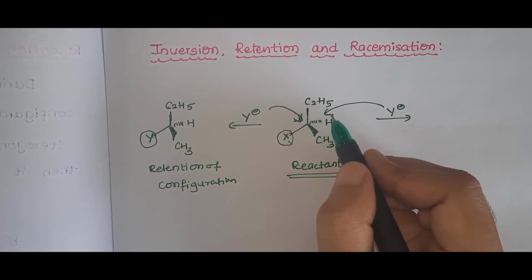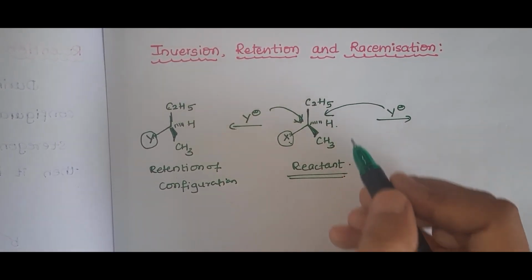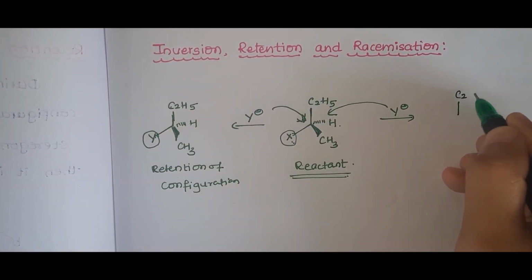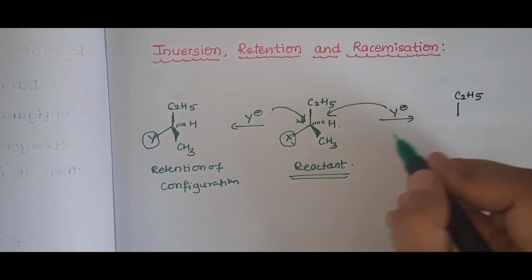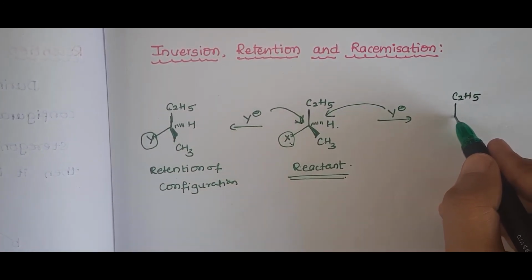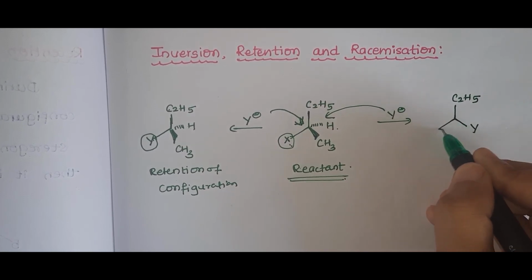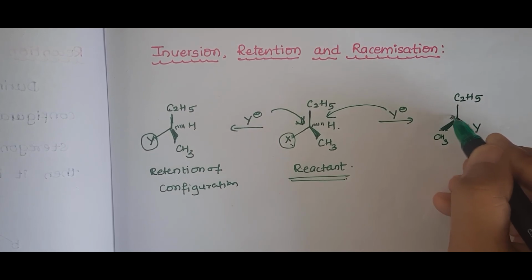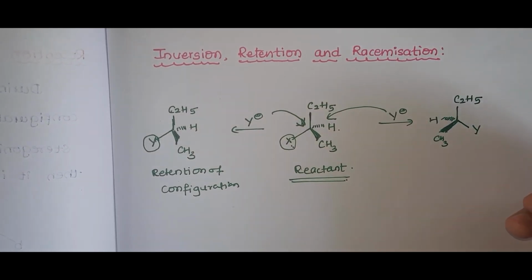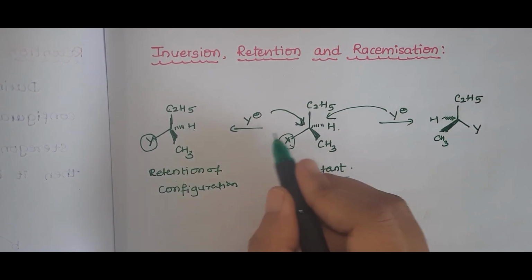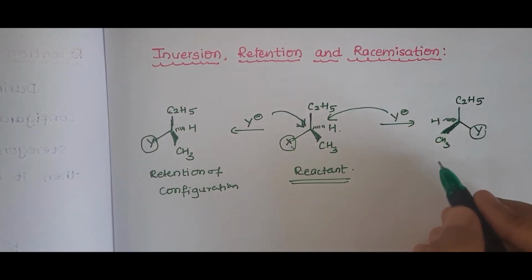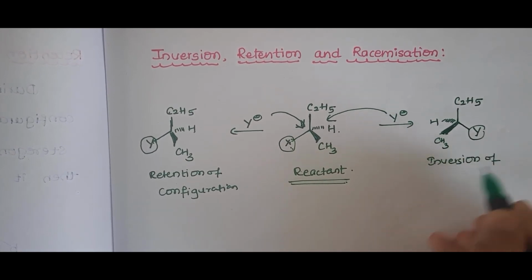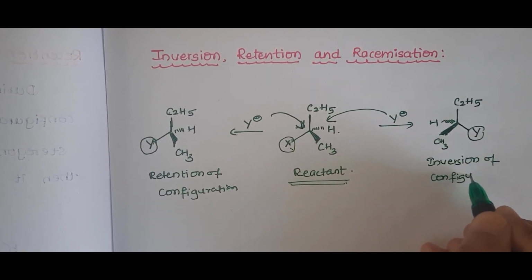Next is when the nucleophile attacks from back side. When the nucleophile attacks from back side, we see that an open umbrella-like structure is formed, and the nucleophile will acquire the position opposite to that of the reactant. That is, in the reactant, if your nucleophile is present on the left side, in the product the nucleophile will be present on the right side. So that itself we call as what? Inversion of configuration. So this is what we have already studied: retention of configuration and inversion of configuration.